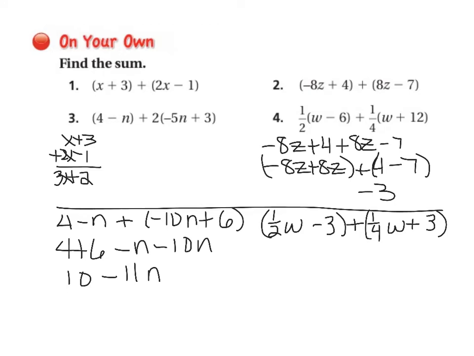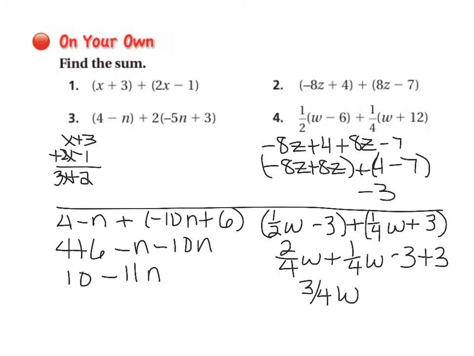So now we can put our like terms next door to each other, and we have 1/4 w, 1/2 w, which we can rewrite as 2/4 w, so we have common denominators, plus 1/4 w minus 3 plus 3. So 2/4 w plus 1/4 w is 3/4 w, and negative 3 plus 3 equals 0.